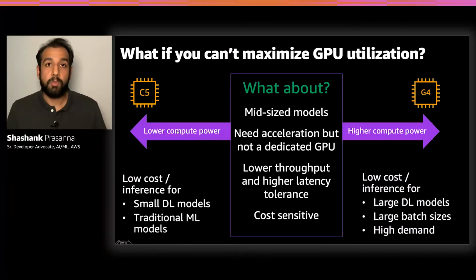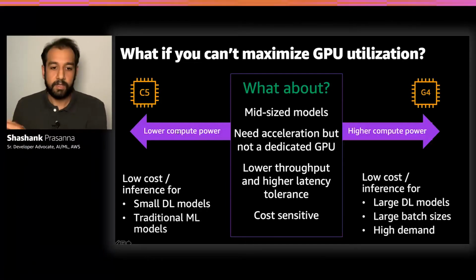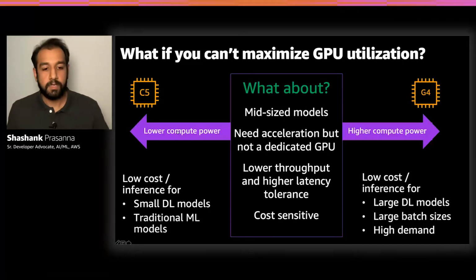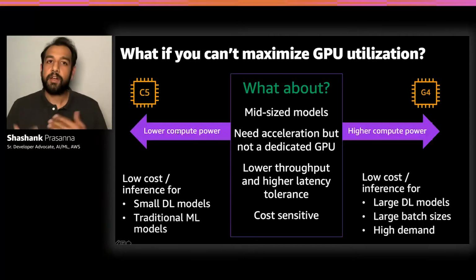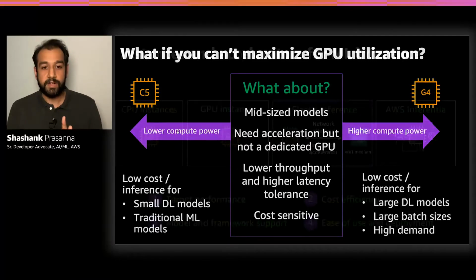What about mid-size models that are too slow on a CPU, and a GPU is overkill, too much performance for the cost? You need a little bit of GPU acceleration but not a whole lot, and you also have a higher latency budget. Maybe you have a 200 millisecond latency budget for a good customer experience, but your GPU will give you single digit millisecond latency. In that case, can you trade off some amount of performance for cost savings? So these are all good considerations.